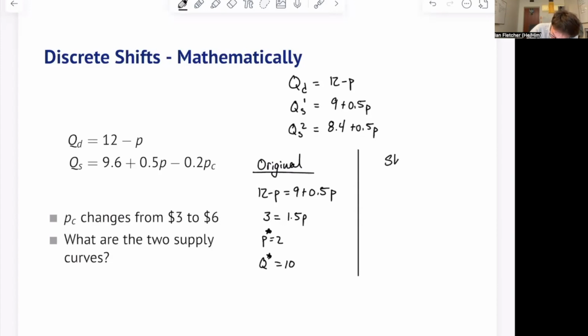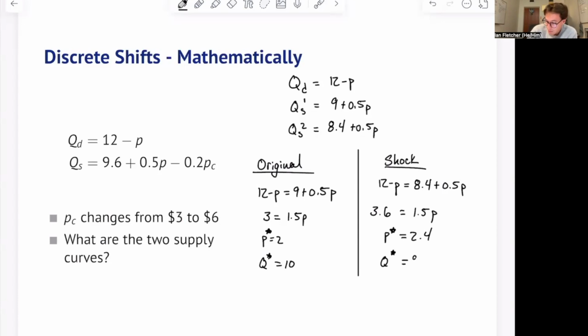Right? So now our shock, we're going to compare this 12 minus P still, but now we've got 8.4 plus 0.5 P. And so instead of being 3, we're going to have 3.6, which should equal 1.5 P. And so P star should be 2.4. And our Q star should be 9.6.